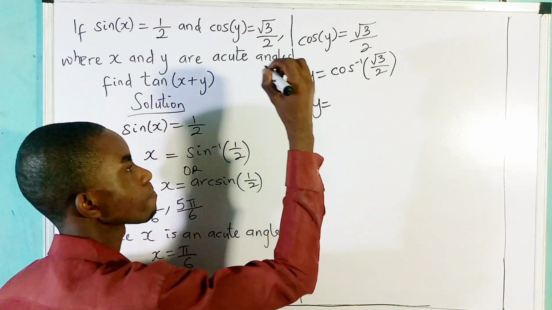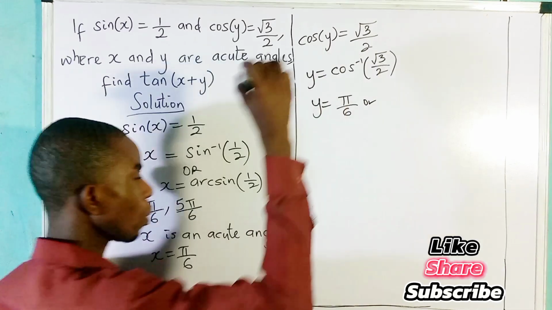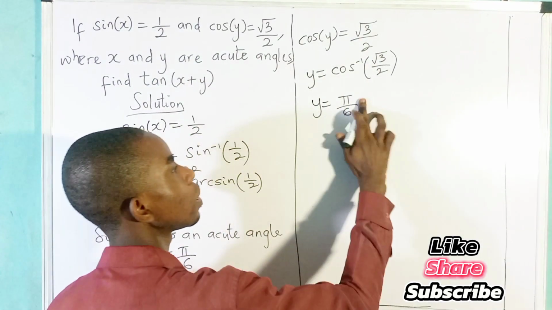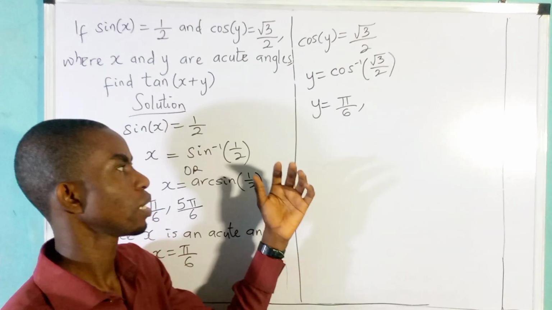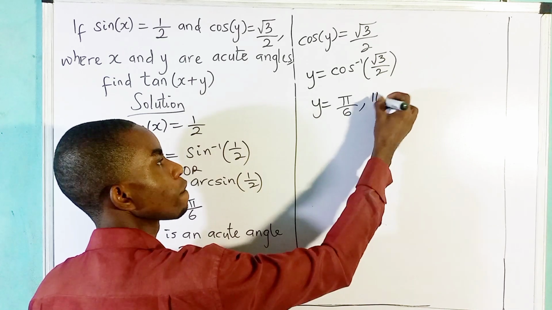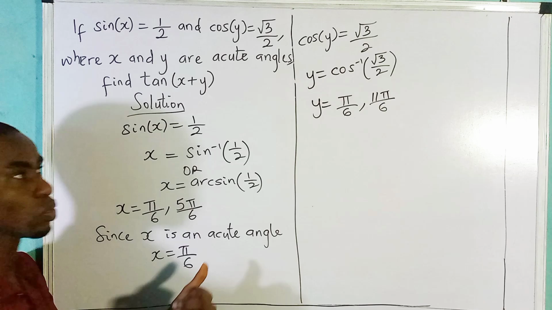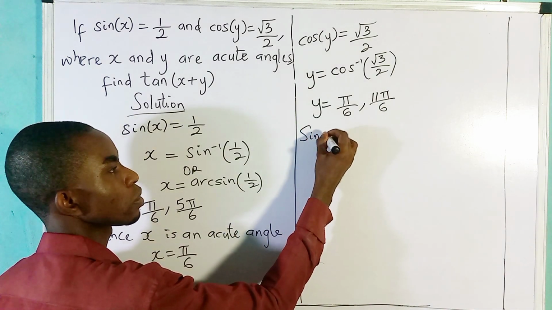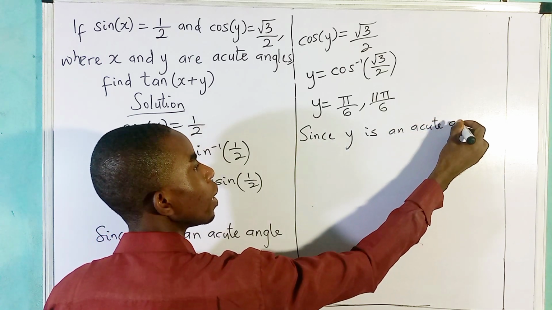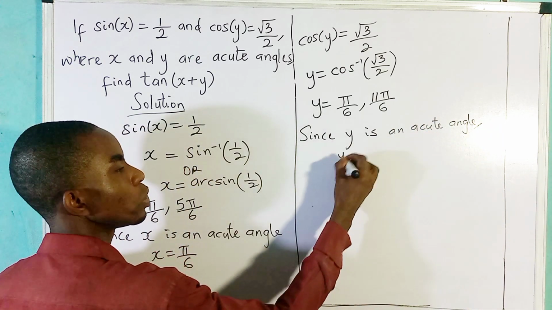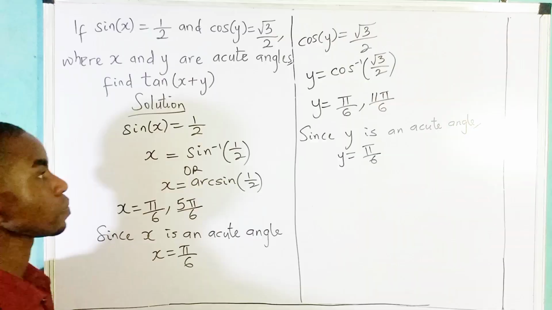y is equal to pi over 6 in radians, and 330 degrees, which is 11 pi over 6. But as I said, x was an acute angle. Since y is an acute angle, y will only be pi over 6, which is in the first quadrant.